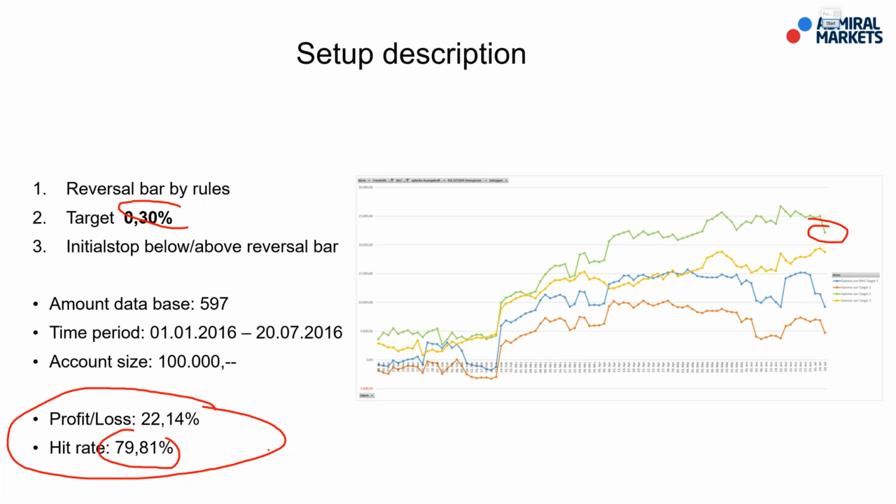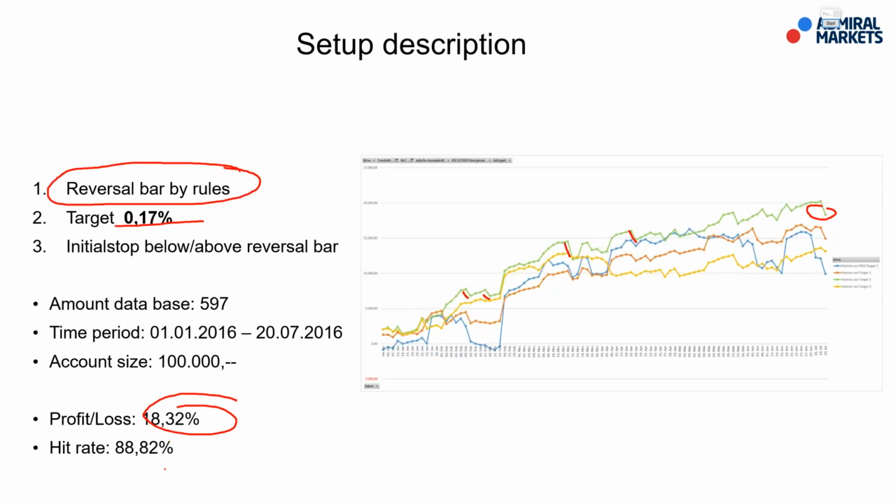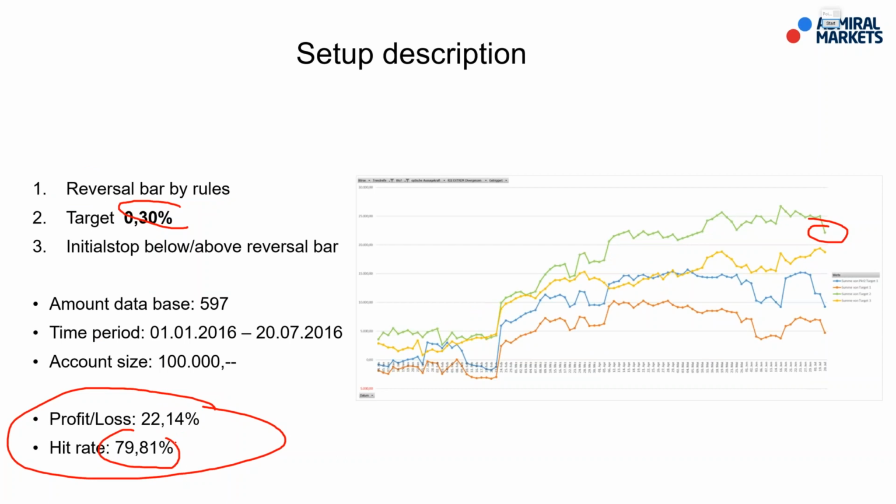In, out, earn money. In, out, earn money. Finish. Work with a target of 0.30, then you have this hit rate, and with the closer target, you have a higher hit rate and a little bit less profit. And if you use a little bit more target, you have a little bit lower hit rate but a higher profit. That was the setup of the reversal bar.